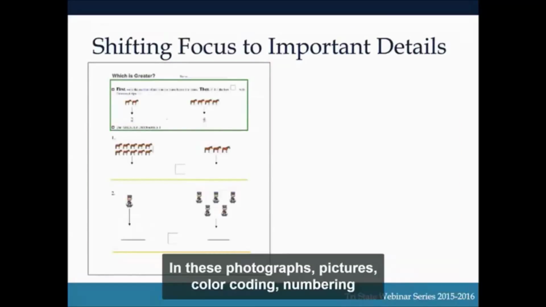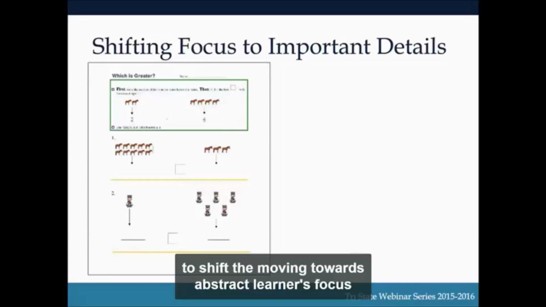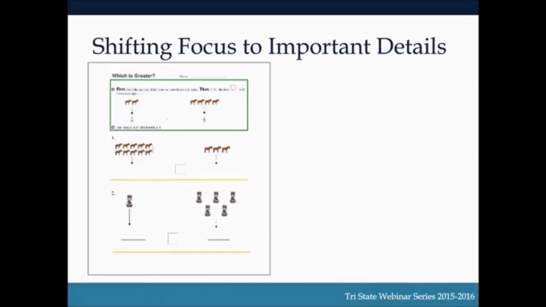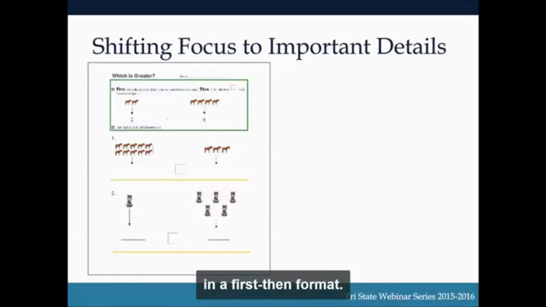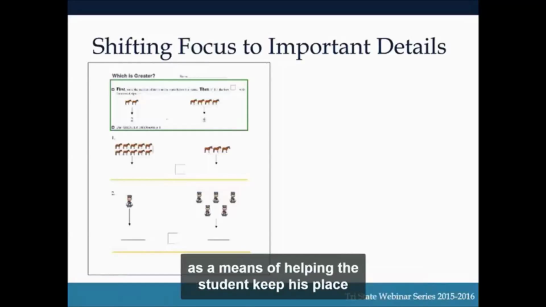In these photographs, pictures, color coding, numbering, and symbols have been added to the task to shift the moving towards abstract learners' focus to the important details of the task. The first photo is of a math worksheet that focuses on the concept of greater. The green box demonstrates how the student is to complete the task, step by step, in a first-then format. Checkboxes are provided in the green box as a means of helping the student keep his place in the thinking process in case he's interrupted.